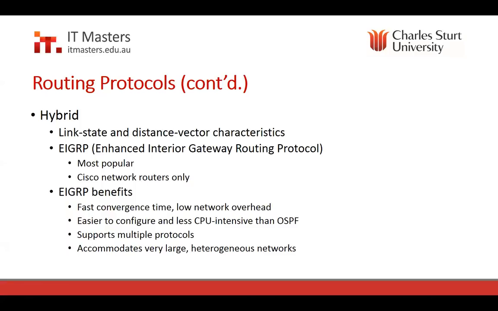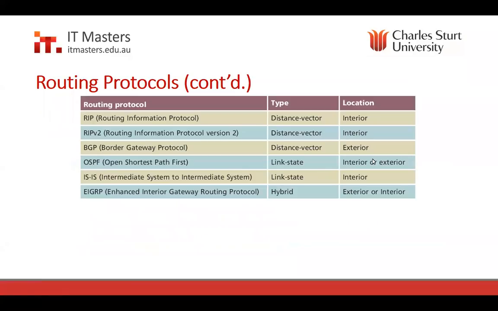Well, I beg to argue maybe the less CPU intensive, but easier to configure, that's a moot point. It supports multiple protocols, so it'll do IP, it'll do IPX if you still want to use that, and it'll even do AppleTalk if you want to use that. And it does scale to very large networks, I'll give it that, for sure. It's still used a fair bit, though OSPF is probably more common. That's just a little table which gives you a brief rundown on the routing protocols we talked about, the type, and whether they're interior or exterior. So that's really just for your reference as well.